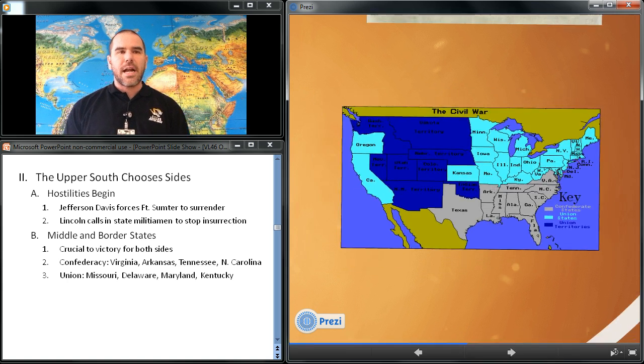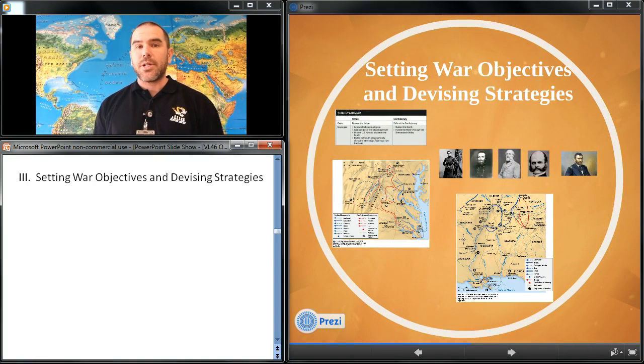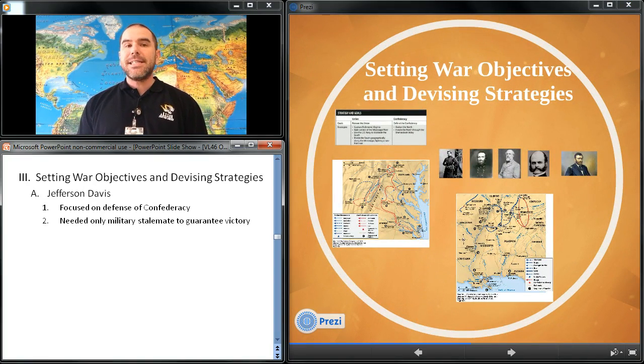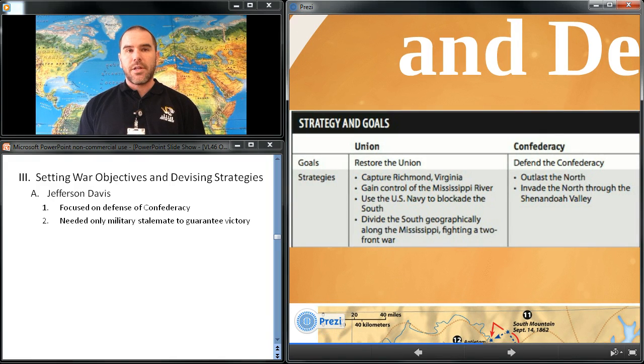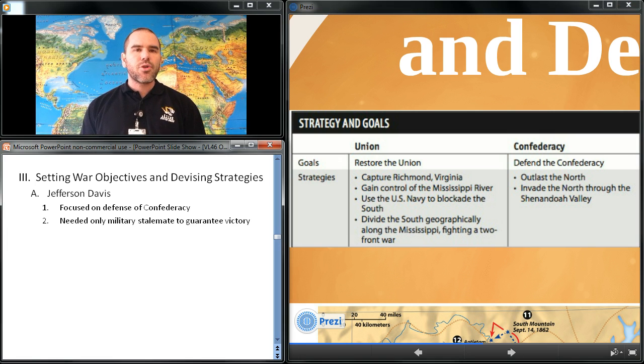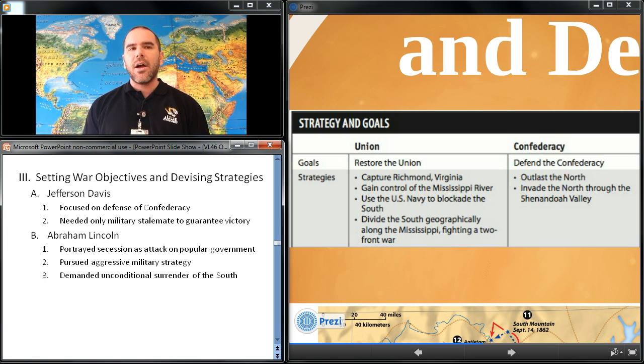All right, our next section is setting war objectives and devising strategies. Jefferson Davis's focus was on the defense of the Confederacy rather than conquering Western territories. The Confederacy only needed a military stalemate to guarantee independence. Lincoln portrayed secession as an attack on popular government, and he insisted on an aggressive military strategy and a policy of unconditional surrender.